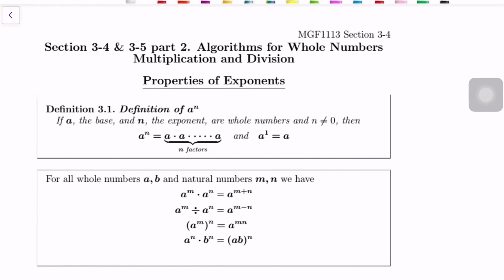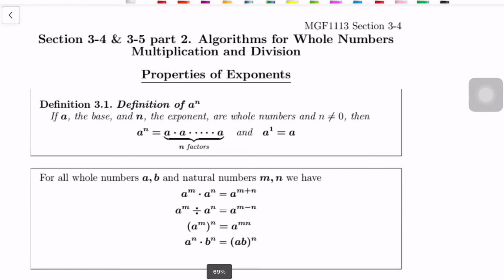Okay, so this lecture combines two sections, 3.4 and 3.5, and focuses on algorithms for whole number multiplication and division. I'm going to start off by reminding you of the definition of an exponential expression, what a to the power n stands for, and then we're going to review the rules for exponents.